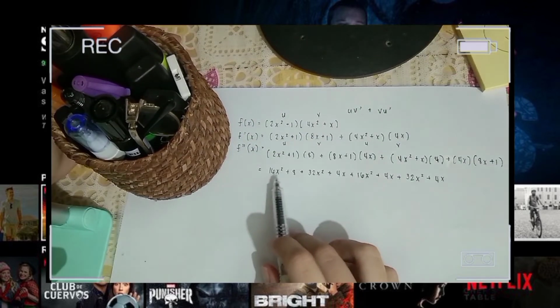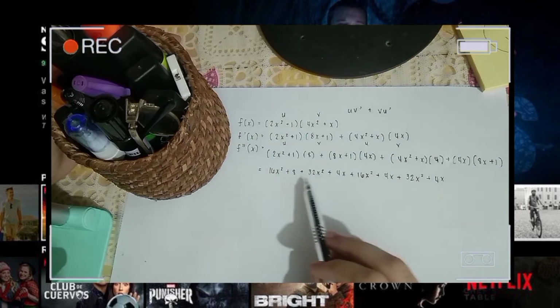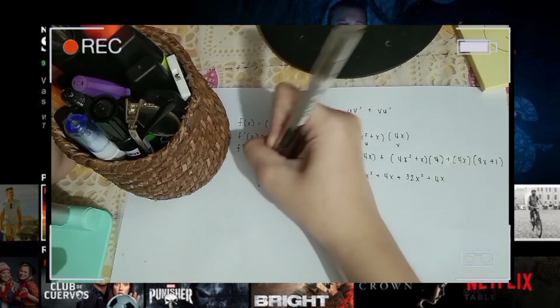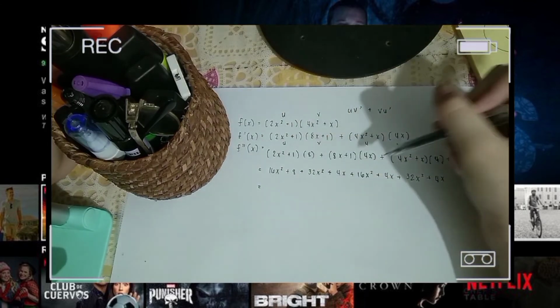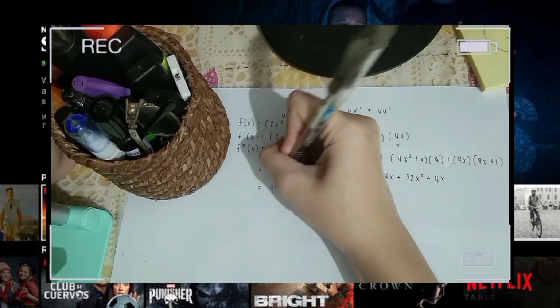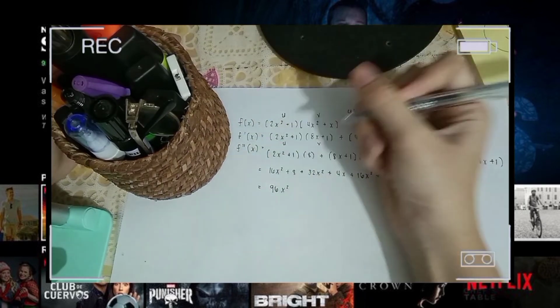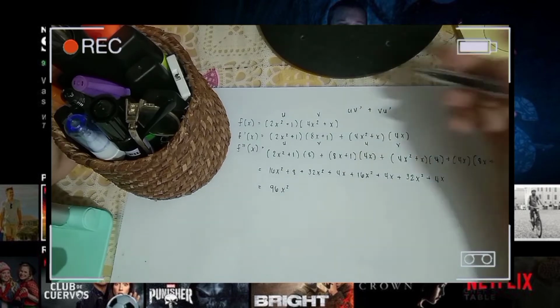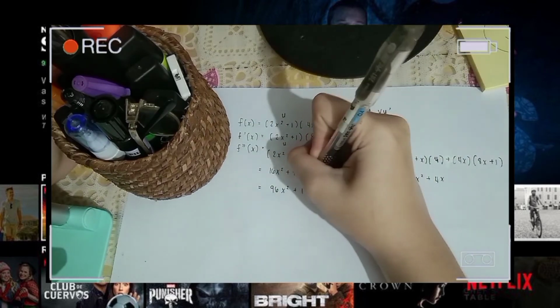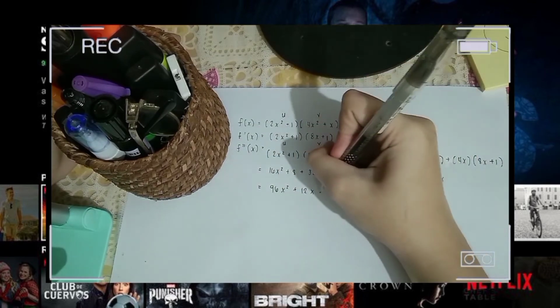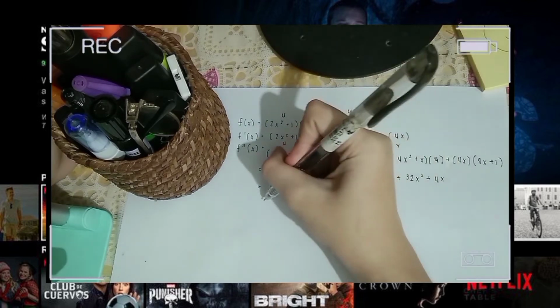So we have here different x squared terms. We're going to combine them. 16 plus 32 plus 16 plus 32, you'll get 96x squared. And the x terms, 1, 2, 3, plus 12x, and we have 8 all by itself.